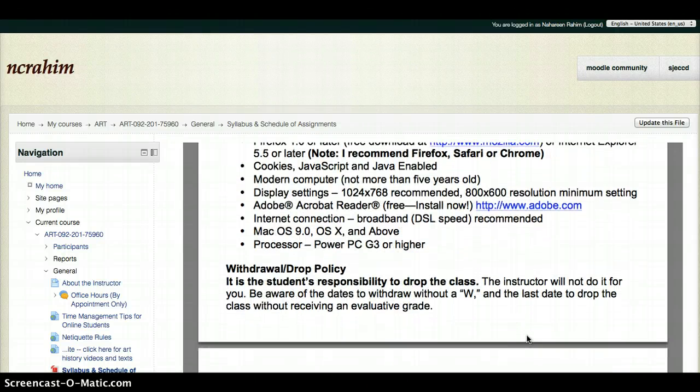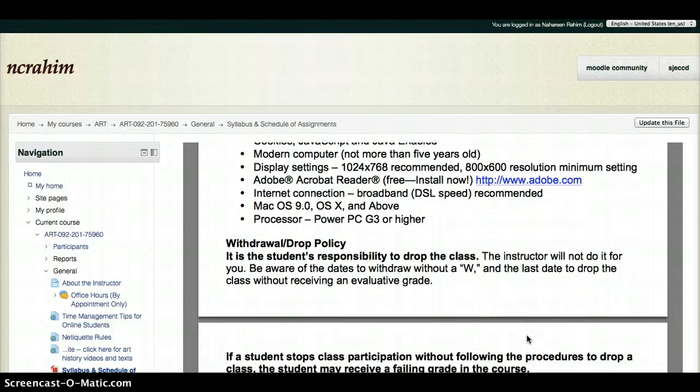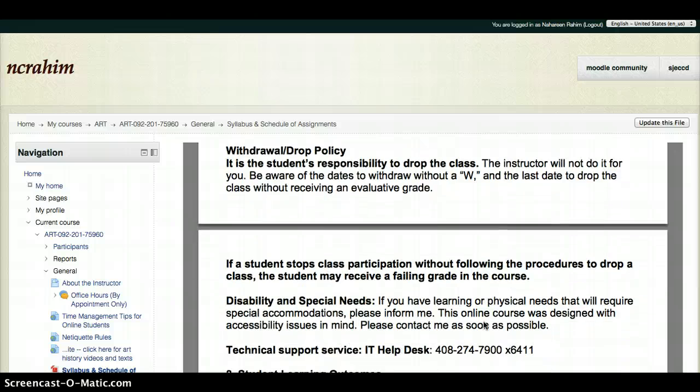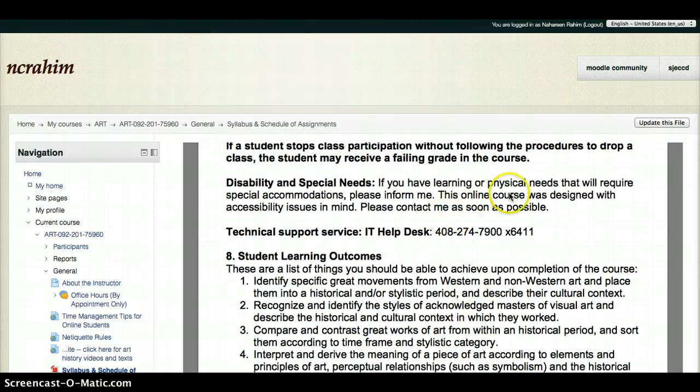For the withdrawal or drop policy, it's your responsibility to do that. If you stop, be aware of the dates to withdraw and still get a W or not get a W, and be aware, to drop before it's too late so you don't get an F in the class. If you have any learning disabilities or physical needs that require special accommodation, please inform me as soon as possible. The course was designed with accessibility issues in mind. Here's the number for the help desk if you're having technical concerns.